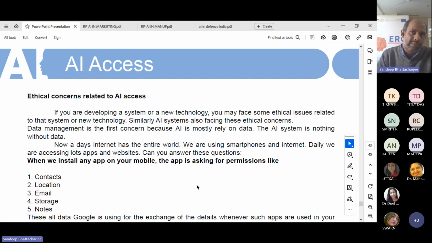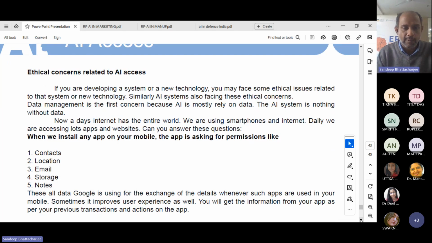Email service: sometimes some apps also use the email details of the person on whose smartphone it is installed. Storage, of course, storage has to be accessed, otherwise files cannot be saved or stored. Then you have got notes. In some apps, they ask for access to notes also, where they want to write something like error files and all this. So they take control of this particular thing.